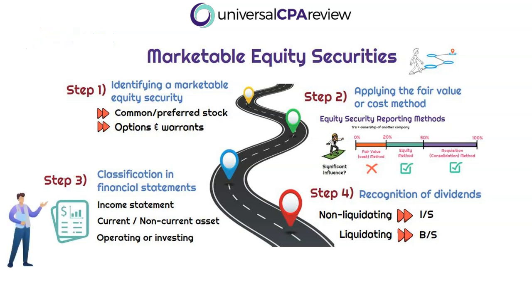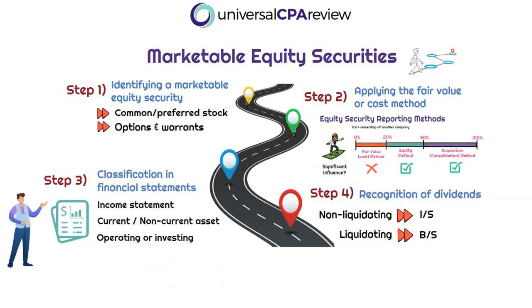So then we're on to step 3. Once we've determined that the fair value method is going to be used, we need to understand the classification in the financial statements. Well, it's easy to remember. All unrealized gains or losses, or realized gains and losses, those are going to hit net income in the income statement.